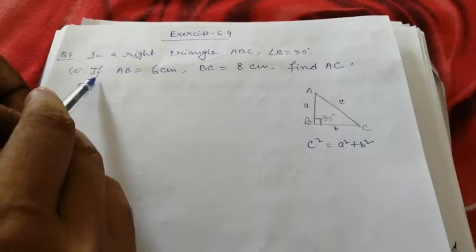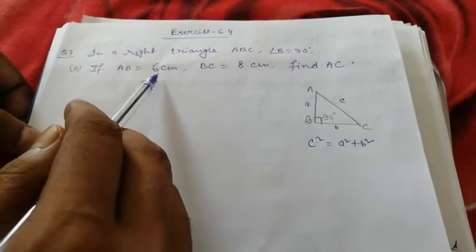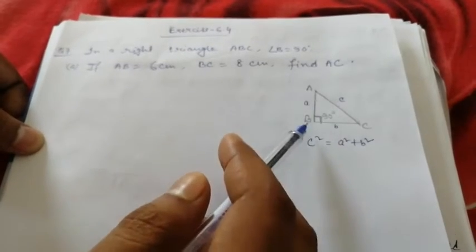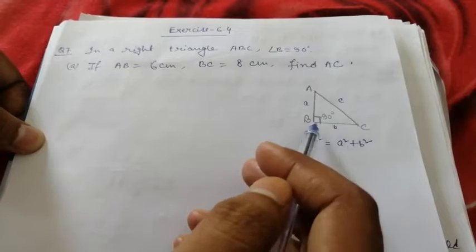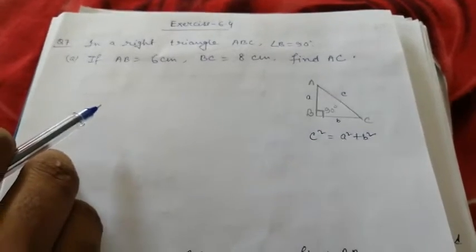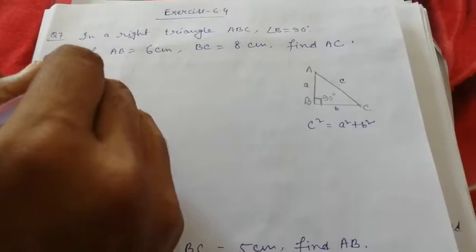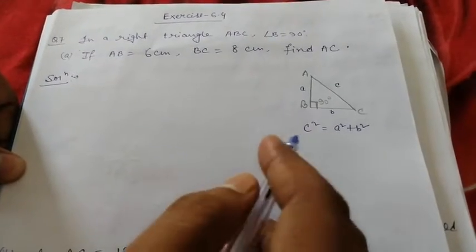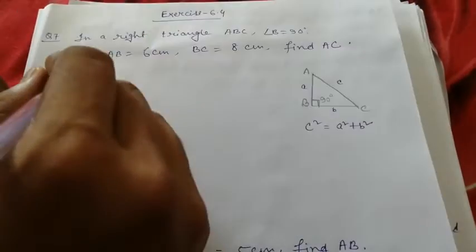Okay, now take a question. Your question says AB is given as 6 centimeter, BC is given as 8 centimeter. So what is the value of C? We have to find the value of C. So let's start. How do we solve the question? See carefully. This formula we have to apply. Or we can write it this way also.